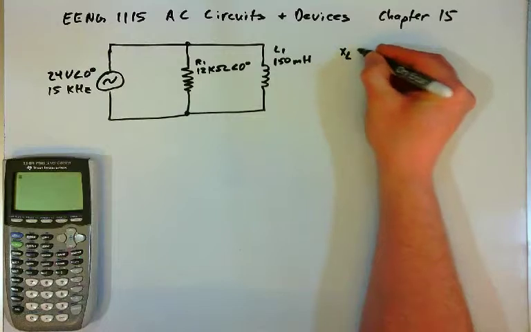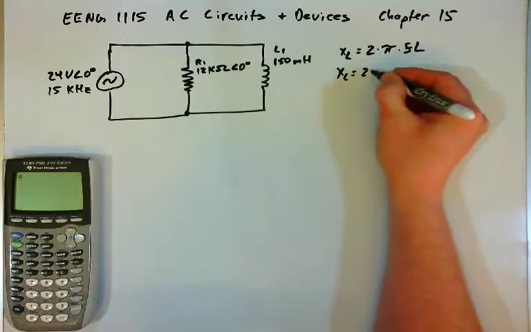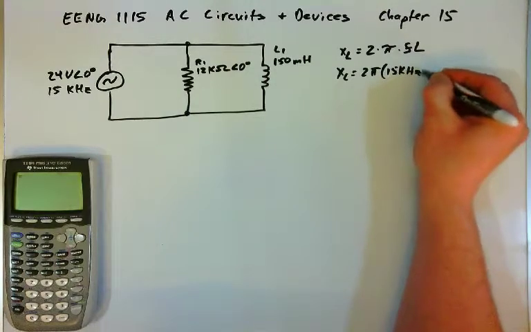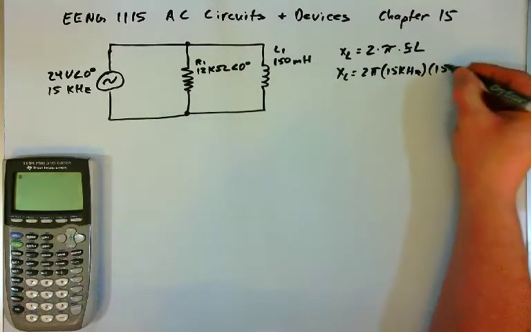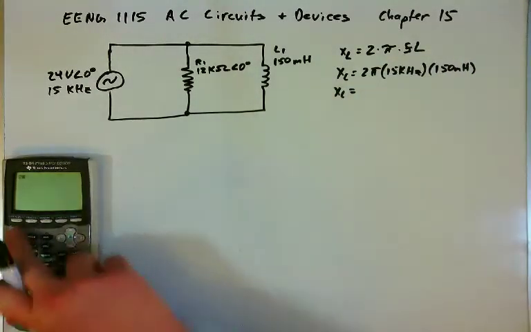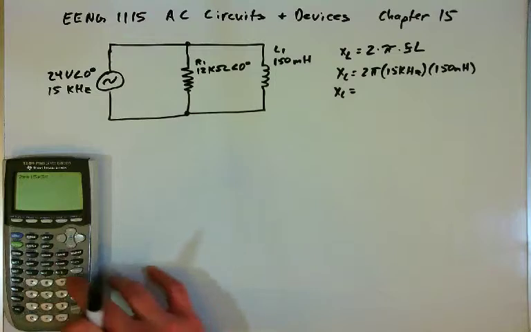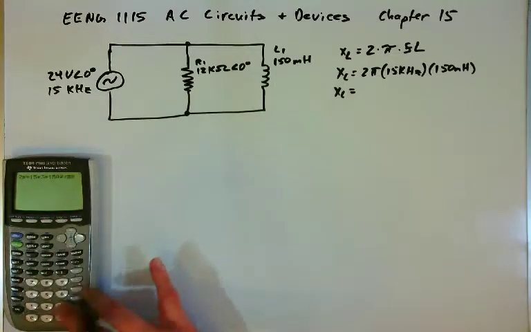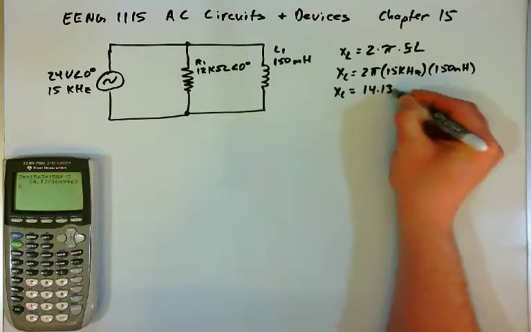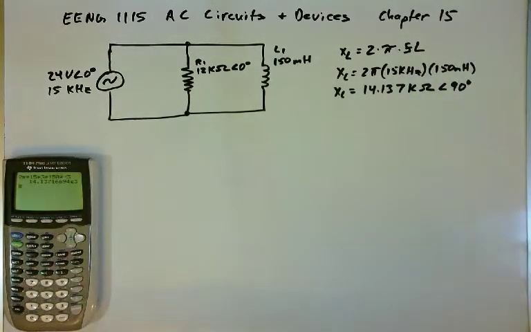The first thing we need to do is find the inductive reactance, which is 2 pi FL. And so X of L will be 2 pi times 15 kilohertz times 150 millihenries. And so X sub L will be 2 times pi times 15 kilo times 150 milli, and we get 14.137 kilo ohms. Inductive reactance is always at a positive 90 degrees.